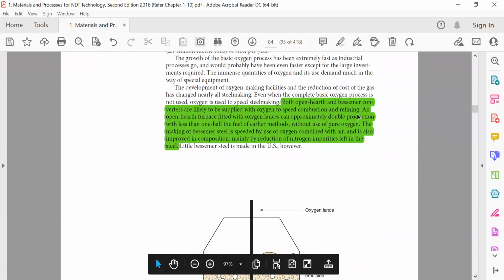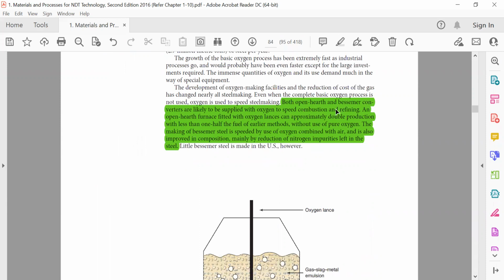Both open hearth and Bessemer converters are likely to be supplied with oxygen to speed up combustion and refining. An open hearth furnace fitted with oxygen lances can approximately double production with less than one half of the fuel of the earlier method without pure oxygen. The making of Bessemer steel is speeded by use of oxygen combined with air, and is also improved in composition mainly by reduction of nitrogen impurities left in the steel.